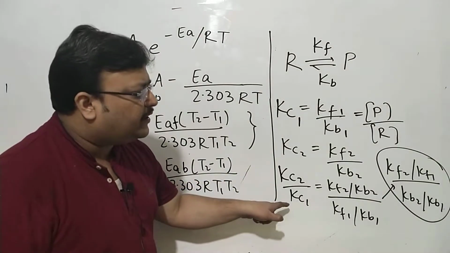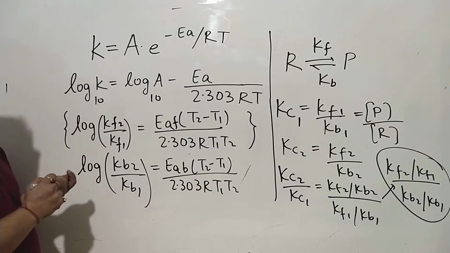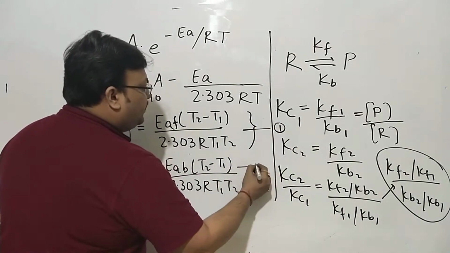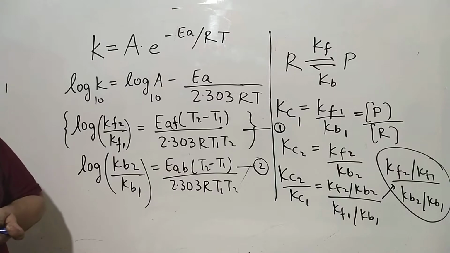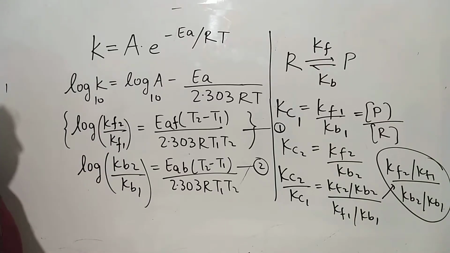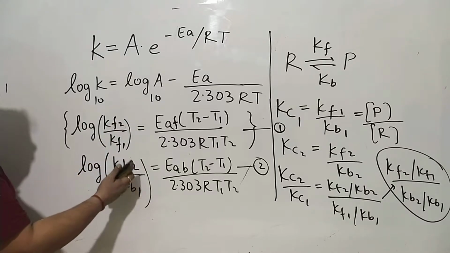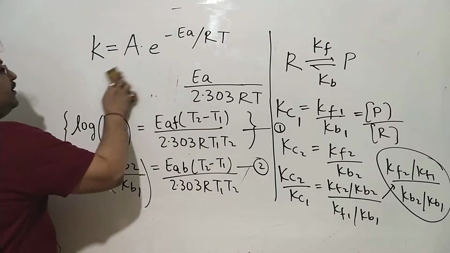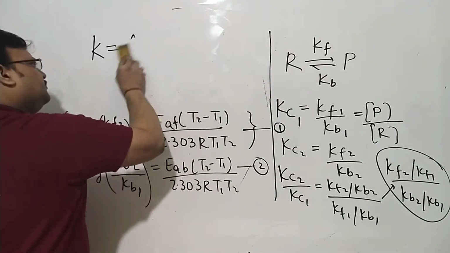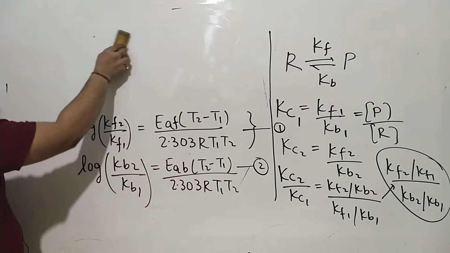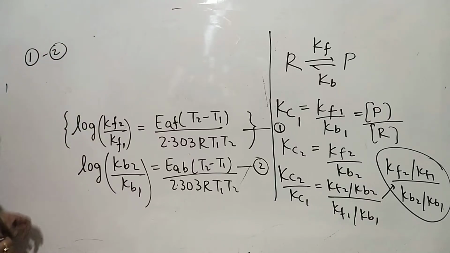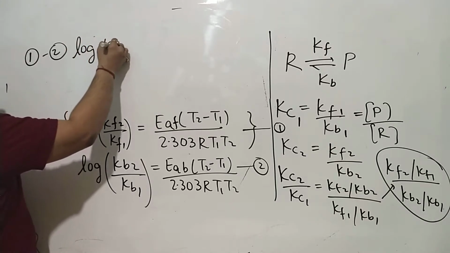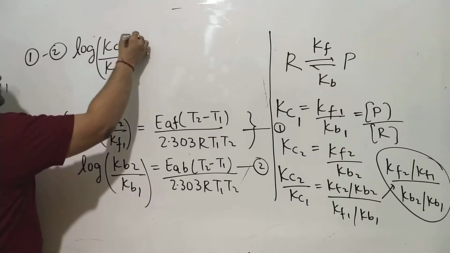So to get Kc2 by Kc1, which is the ratio of this and this, let me call it equation 1, let me call it equation 2. And now if I do 1 minus 2, naturally log A minus log B is log A by B. And the way I have represented it there, 1 minus 2 will be log of Kc2 upon Kc1.